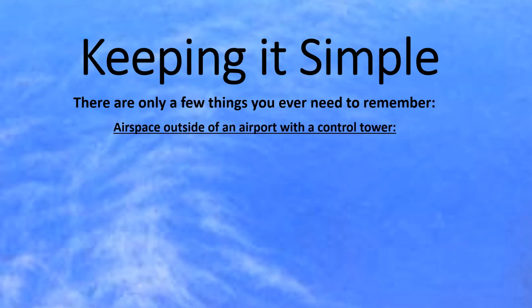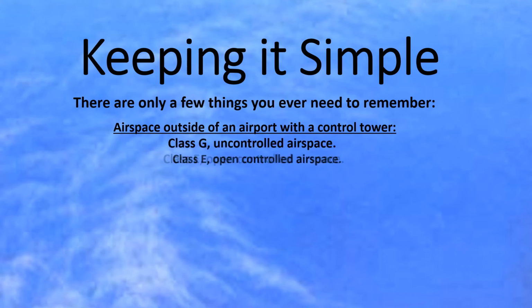All right, so let's keep this simple. Let's break down all of these different rules that we're talking about. We already broke down the different airspaces, but let's review that. There are only a few things you ever really need to remember about airspace. Airspace outside of an airport with an operating control tower is either going to be Class G, or uncontrolled airspace, Class E, or an open controlled airspace, if you will, or Class A, which is IFR only. Remember, when a control tower closes, as it often does in many Class D airports, that Class D becomes Class E. So that's only 3 airspaces to remember outside of an airport with a control tower.